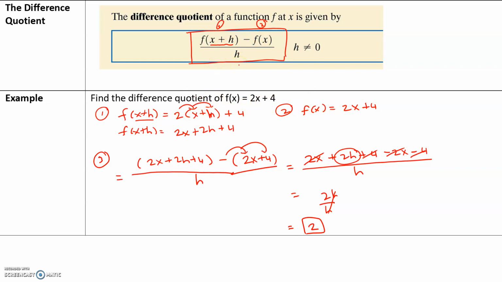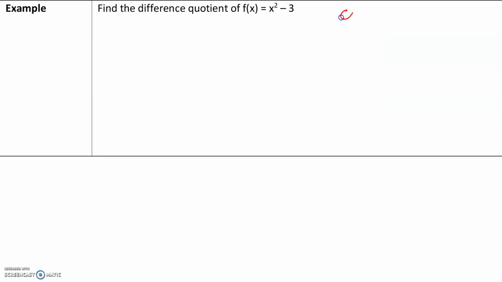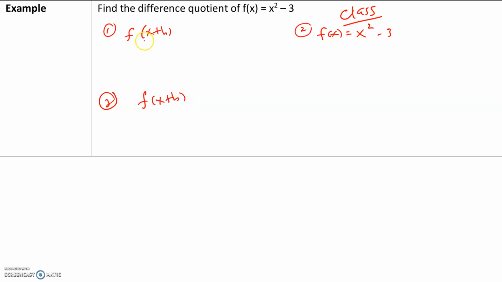Okay, but we will go over this in class, and then this example we will also go over in class. You're welcome to try it on your own. Remember, we want to do this in 3 steps. First, find out what is f of x plus h. Then write down what is f of x. That's the easy part. It's just going to be x squared minus 3. And then in part 3, put it all together using the difference quotient, which is f of x plus h. That's going to be from part 1 minus f of x. That's from part 2. And then all of that divided by h. But we will do this in class. Feel free to try it on your own.